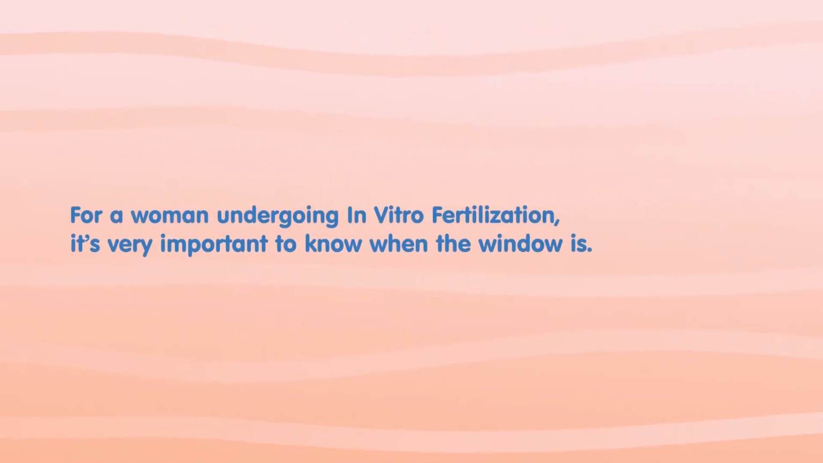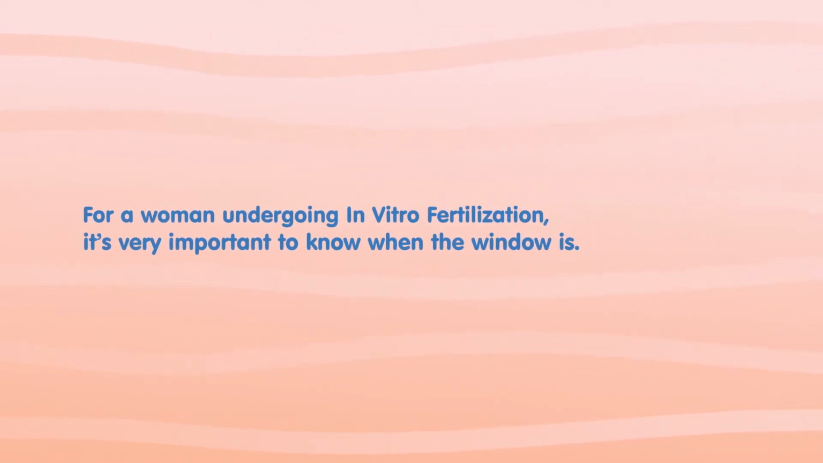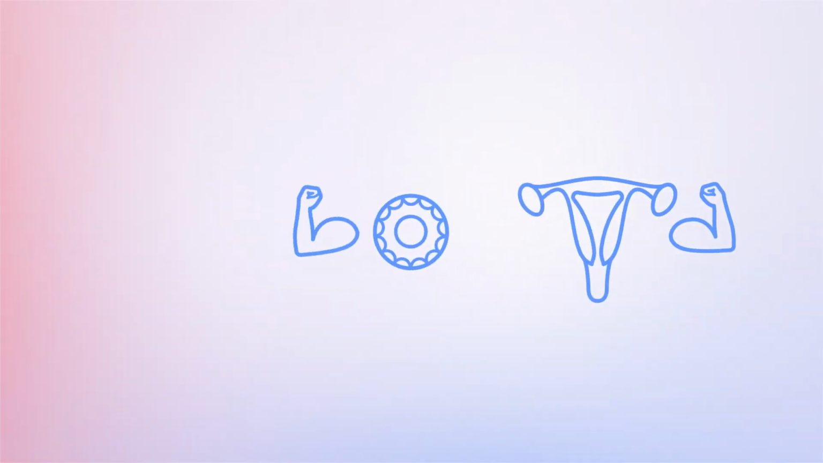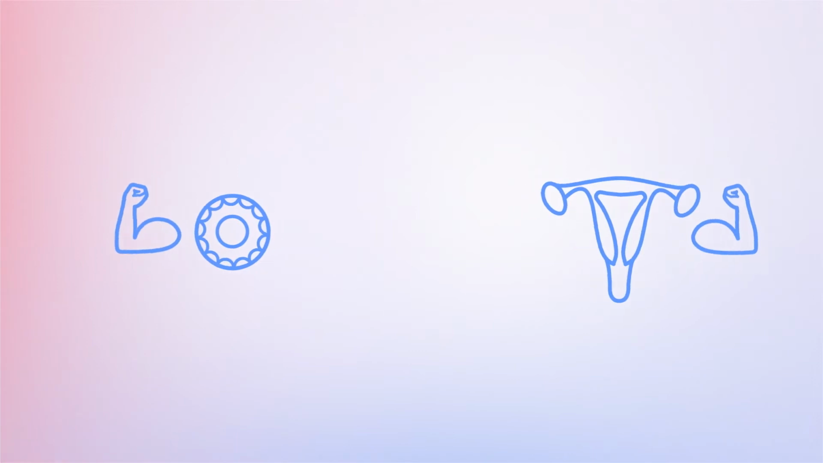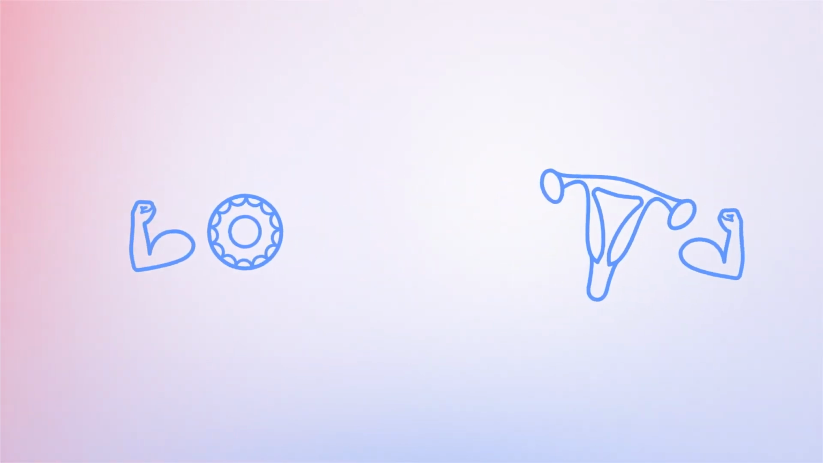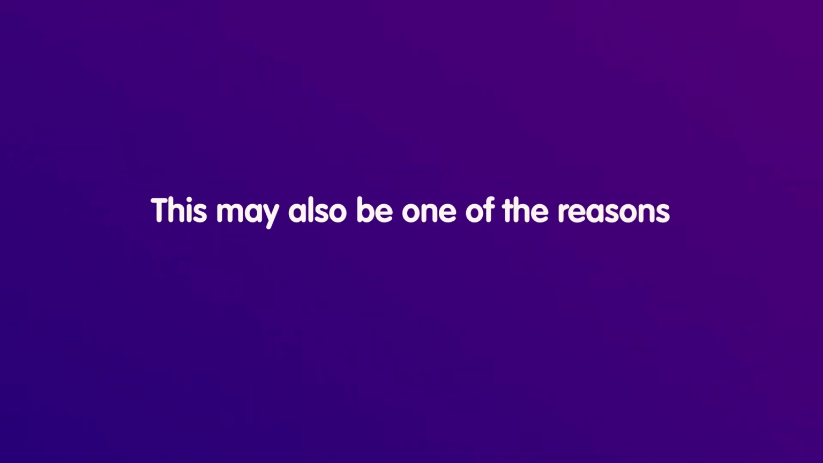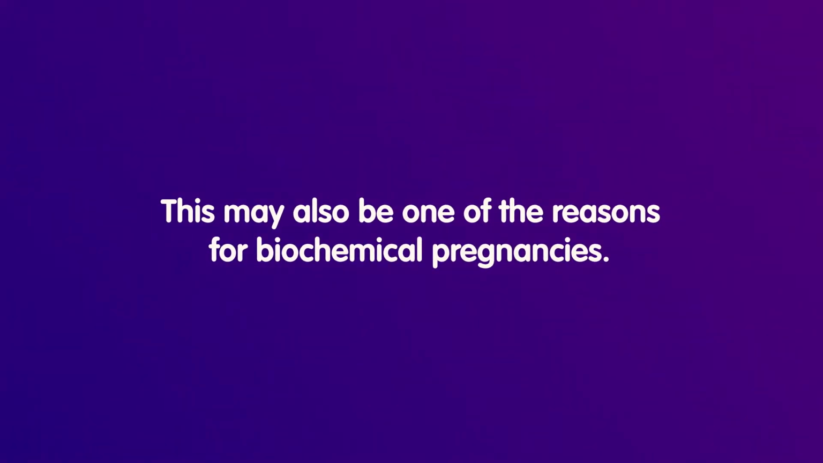For a woman undergoing in vitro fertilization, it's important to know when the window is. Studies have shown that almost 31% of women have a window at a different time than expected in regular women. In many cases, implantation fails in a healthy uterus with a good embryo because the embryo was transferred outside of the window. This may be one of the reasons for biochemical pregnancies.